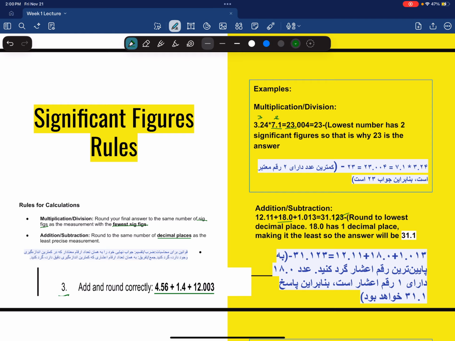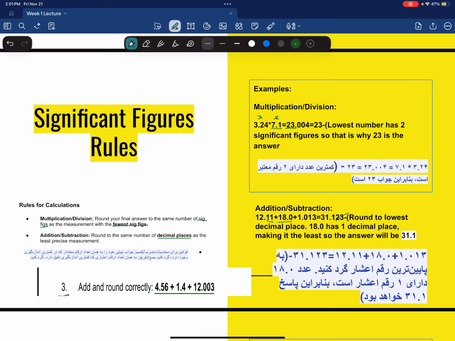And then for addition, it's going to be a similar rule, but it's going to be looking at decimal places instead of just the number of significant figures. So we look at this number and we see that the one that has the fewest sig figs is going to be 18.0.